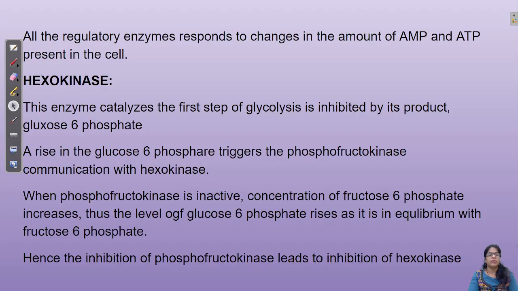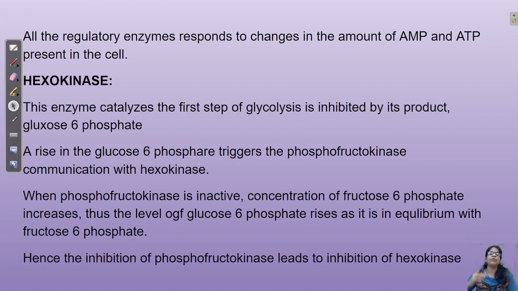This enzyme catalyzes the first step of glycolysis, and it is inhibited by its own product. You know that glucose 6 phosphate is produced from glucose, trapping that glucose molecule through phosphorylation. For that, hexokinase helps. This is an irreversible step, right? The activity of hexokinase is inhibited by glucose 6 phosphate itself.